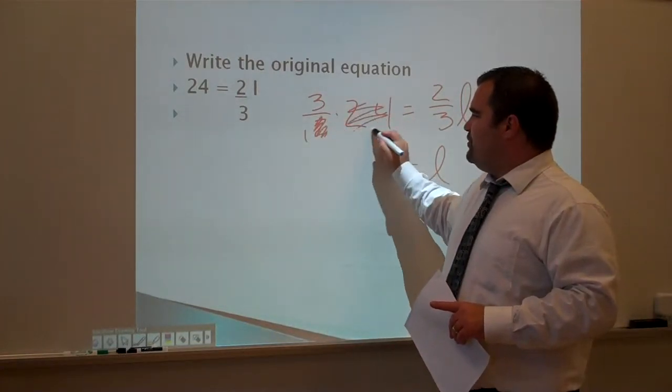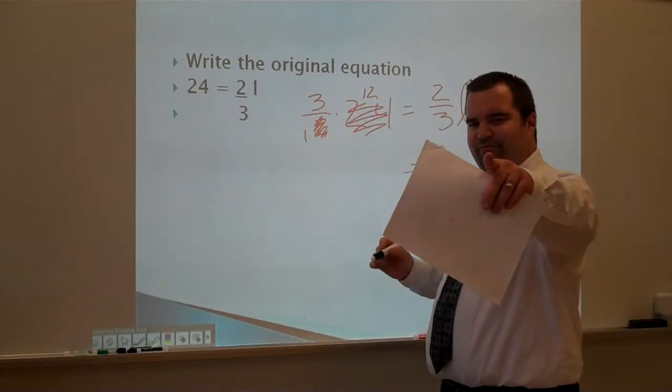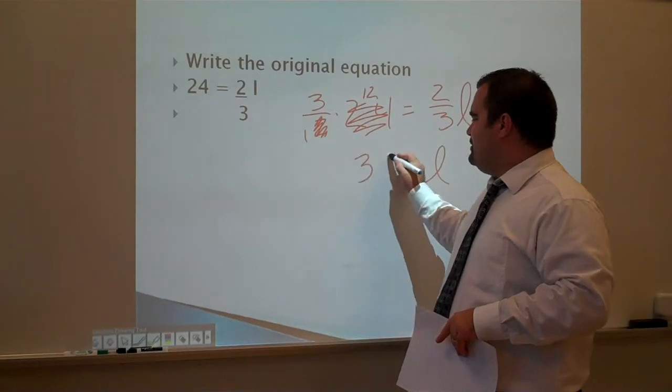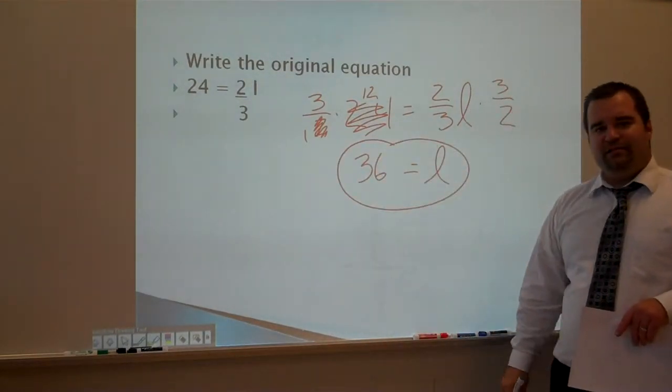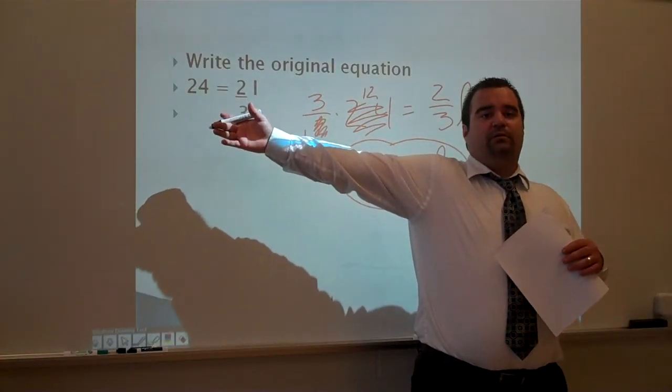How many times does 2 go into 24? 12. Hey, good job, Zach. I'm glad you're paying attention. 3 times 12 is 36. The length of that blue and yellow macaw, 36 inches. That's a big bird.